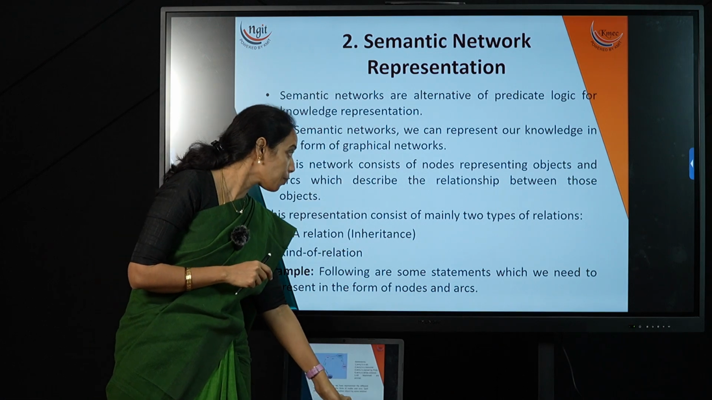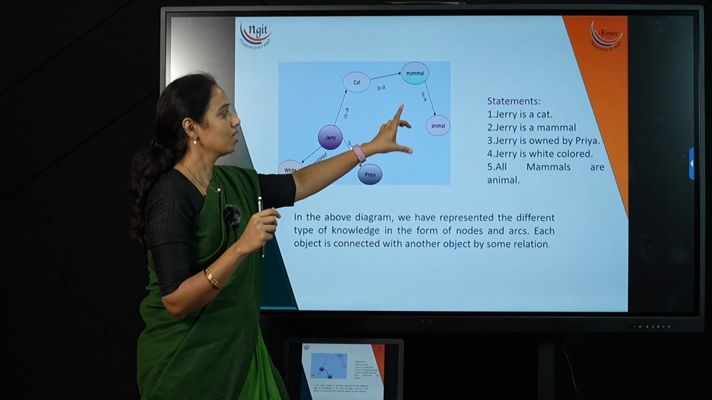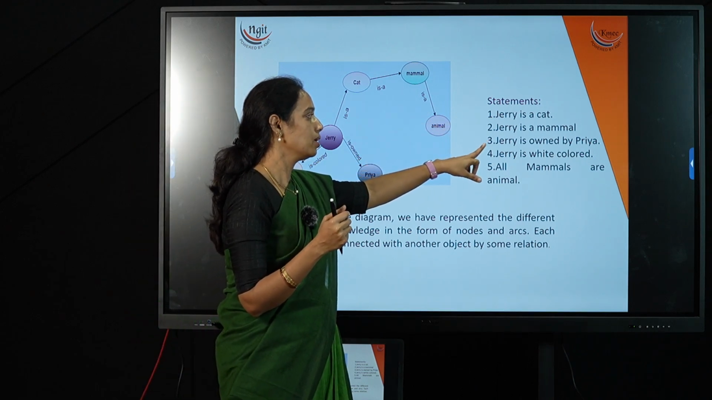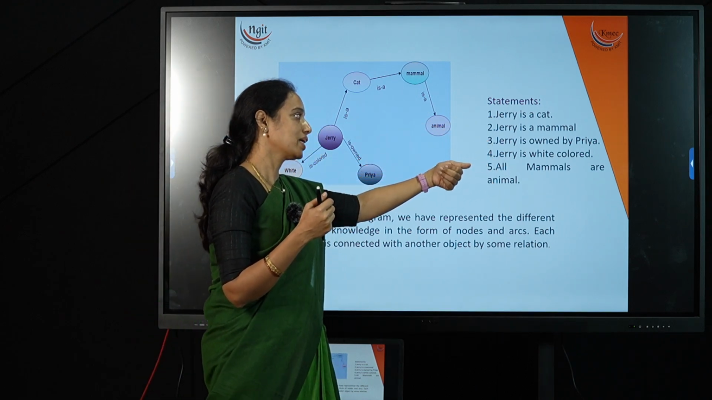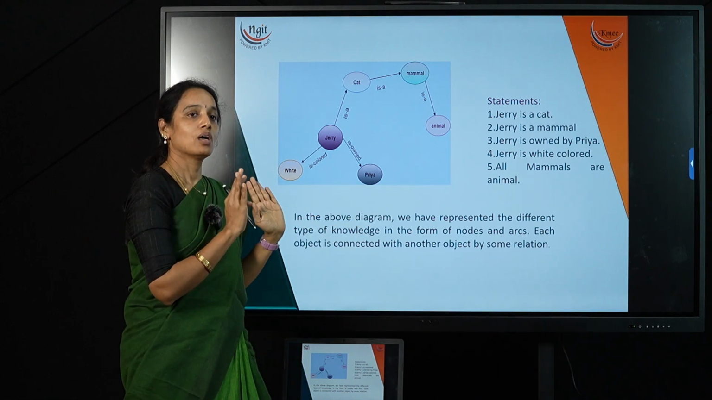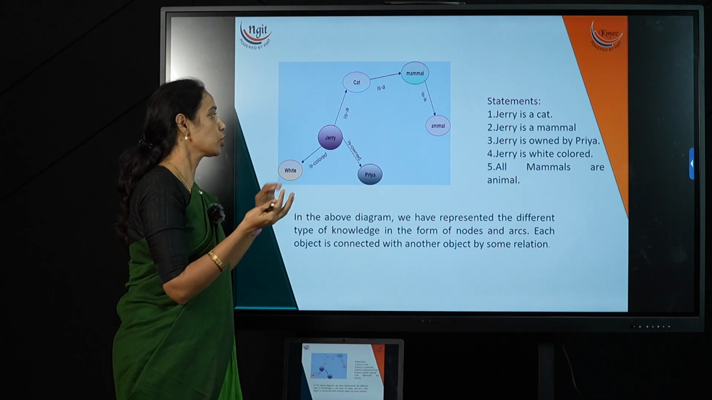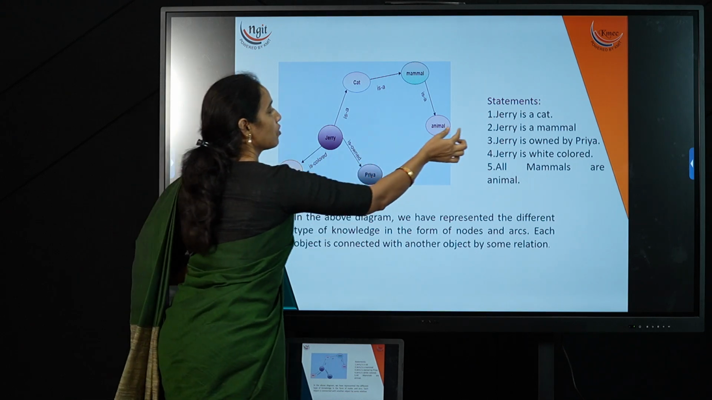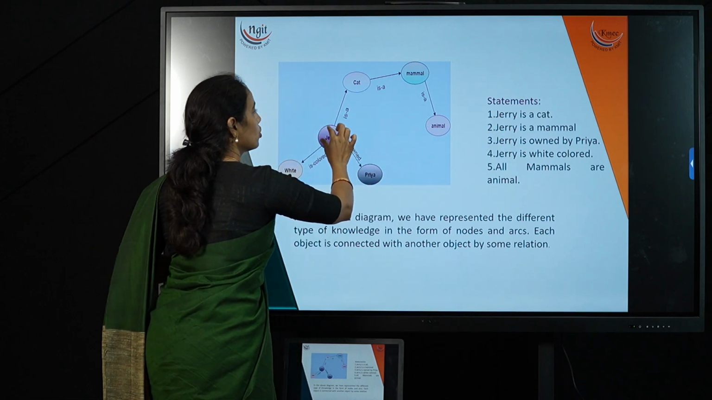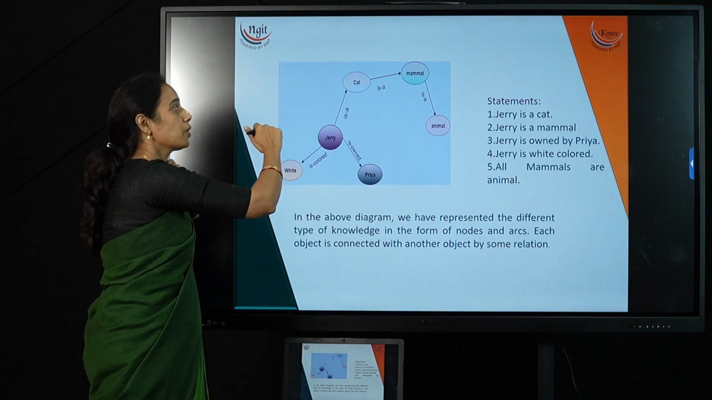Let us see one example here. See this one, these are the given statements: Jerry is a cat, Jerry is a mammal, it is owned by Priya, Jerry is white colored, and all mammals are animals. And these statements should be represented by an agent in the form of a semantic network. So how it is going to be represented is, each of these things will be represented as a node, and each sentence is represented as an edge between those 2 nodes.